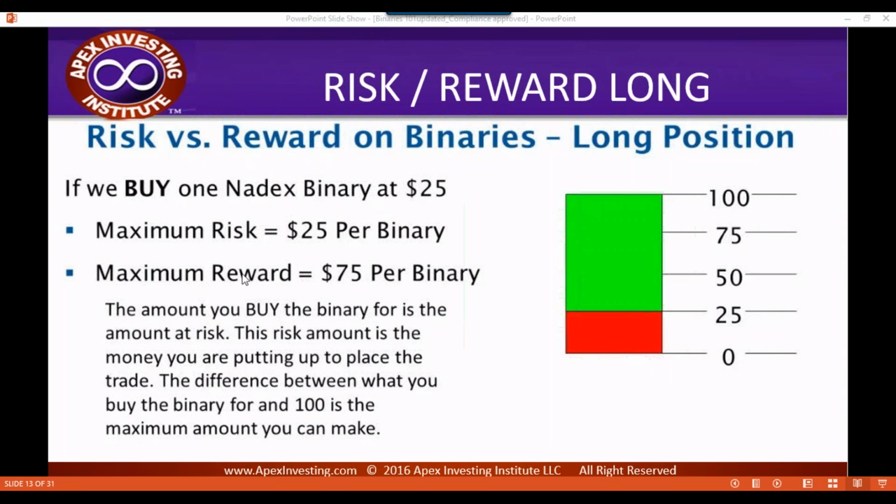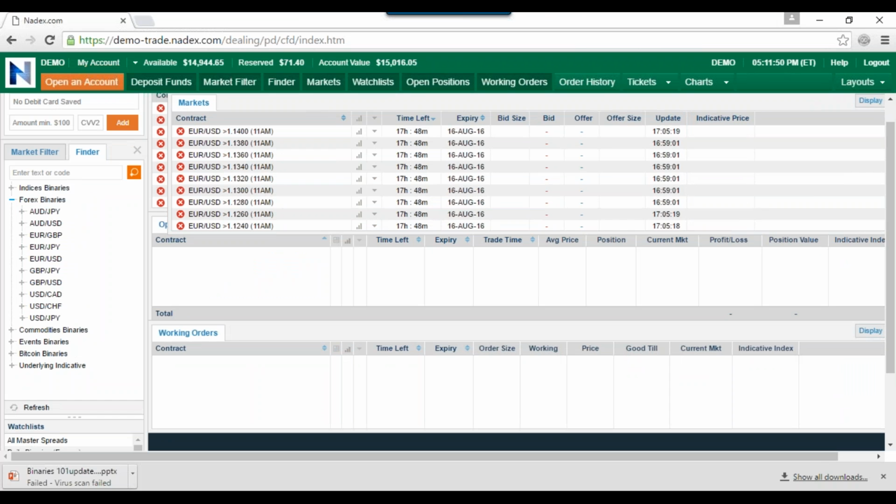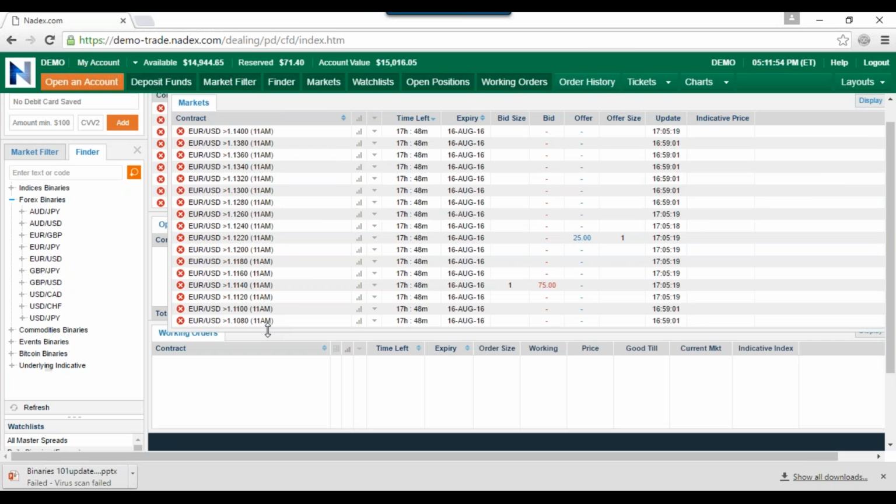So our maximum reward would be $75 per binary, right? Now, currently between 5 and 6 p.m. Eastern Time, most of the markets on the Nadex platform are closed until 6 p.m. But what is a binary?